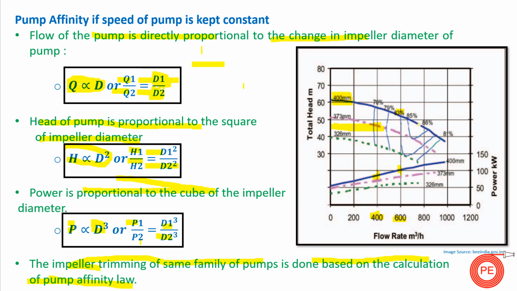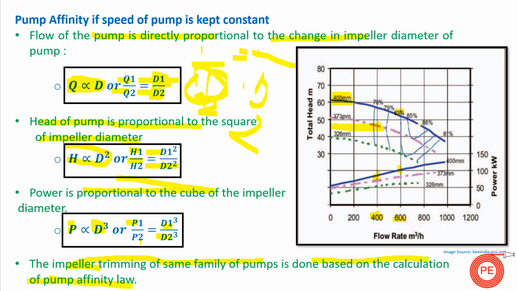and my Q2, I want to have this Q2, and at 100 meter cube per hour my diameter is 100 mm or 0.1, and suppose I want to have a new flow of around 200. So when I change this flow Q2 to 200, there will be a certain increase in my D2 also. So this relation helps us change the impeller of the pump without changing the complete pump.